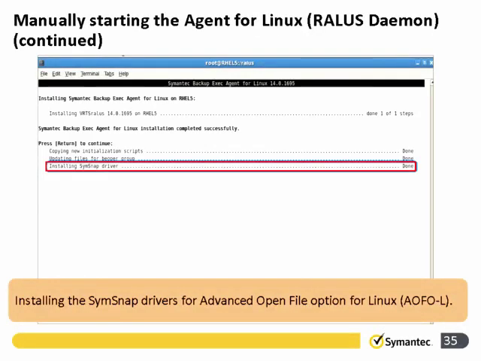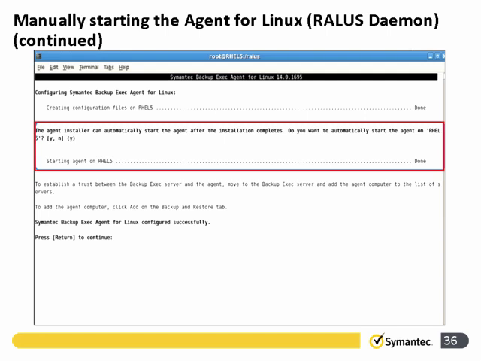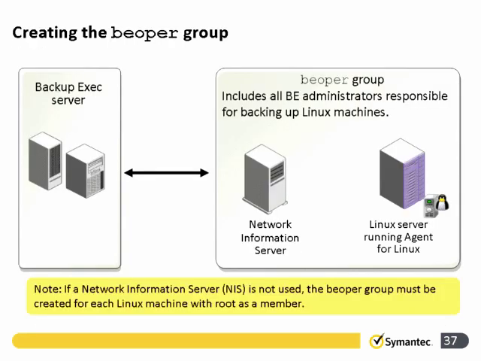So you'll see that the daemon is also installing a SimSnap driver. This is the open file option for Linux. This is the snapshot provider for Linux. It will ask you if you want to automatically start the agent. And you'll see the BE Opera group. This is for name resolution. If you're not using NIS or NIS Plus, you'll have to create the BE Opera group on each Linux host that you will be backing up.